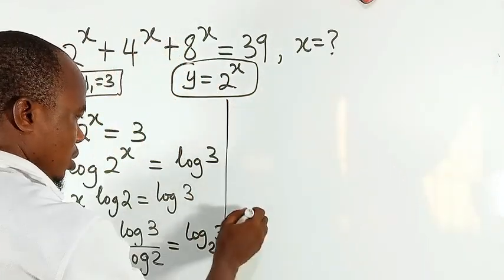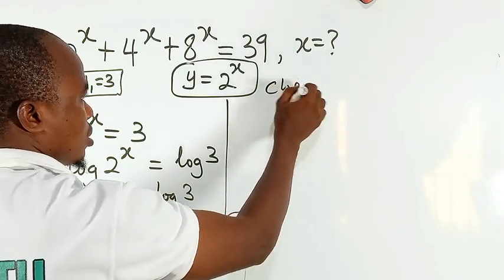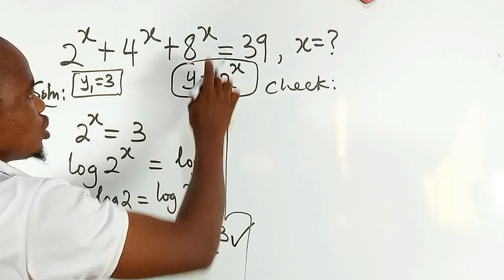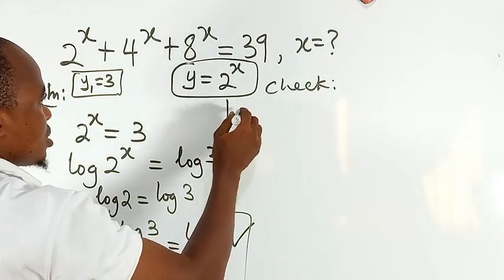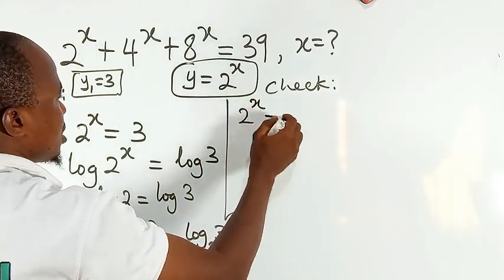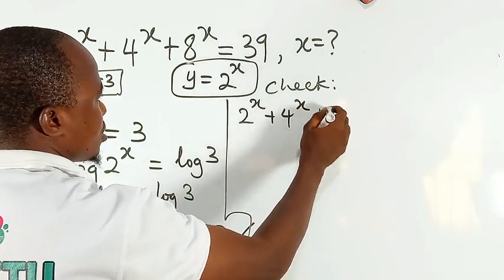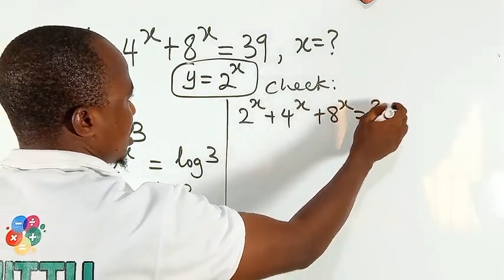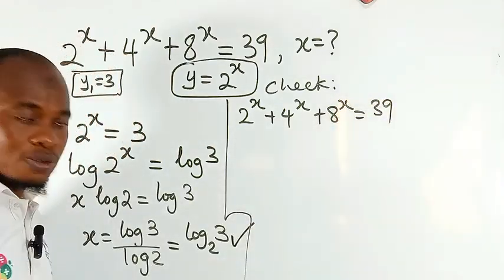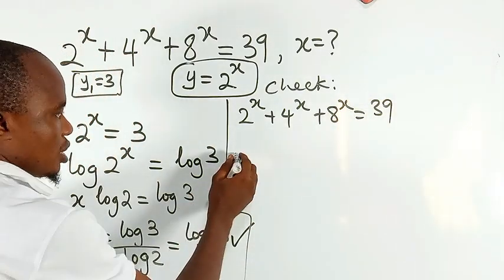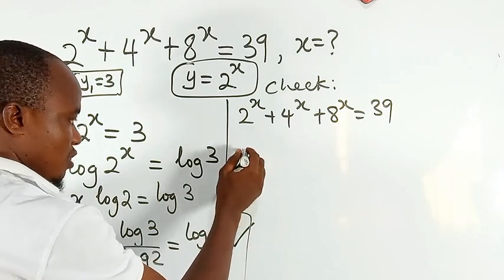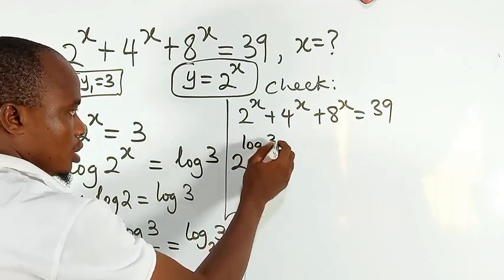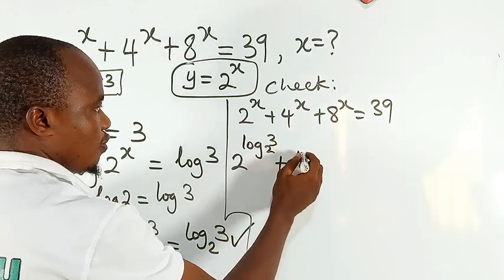Let's check. If you want to check, from this equation, we are going to replace x anywhere we see it in 2 to the power of x plus 4 to the power of x plus 8 to the power of x equals 39. So anywhere we see x, we put the value we got here. So we're going to have 2 to the power of log 3 base 2, then plus 4.